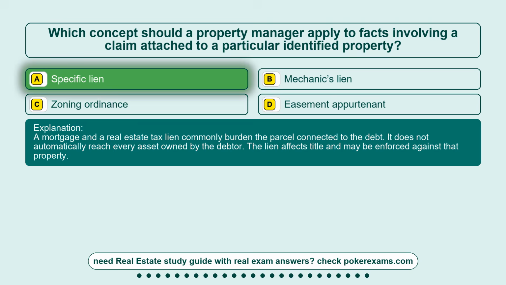A mortgage and a real estate tax lien commonly burden the parcel connected to the debt. It does not automatically reach every asset owned by the debtor. The lien affects title and may be enforced against that property.